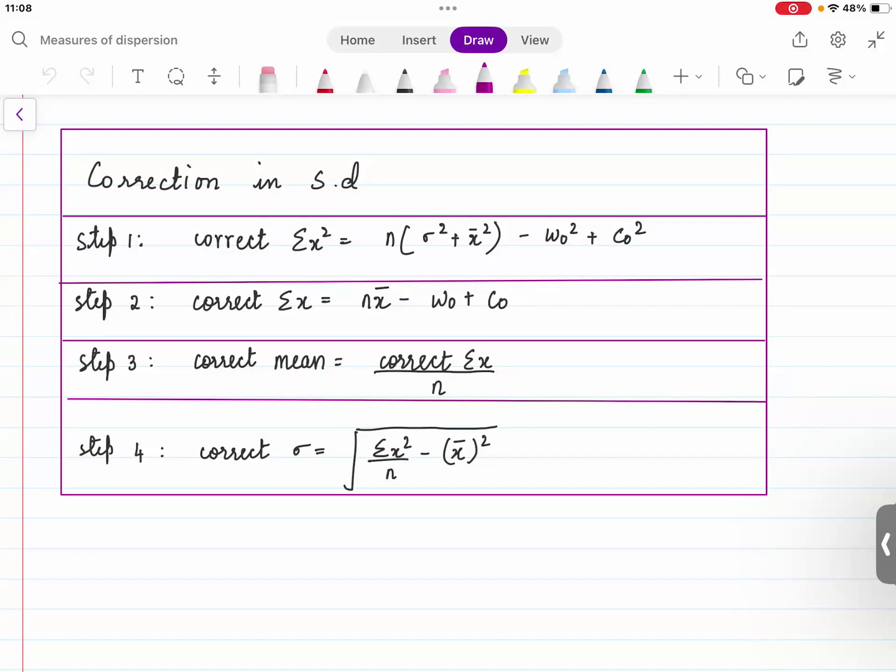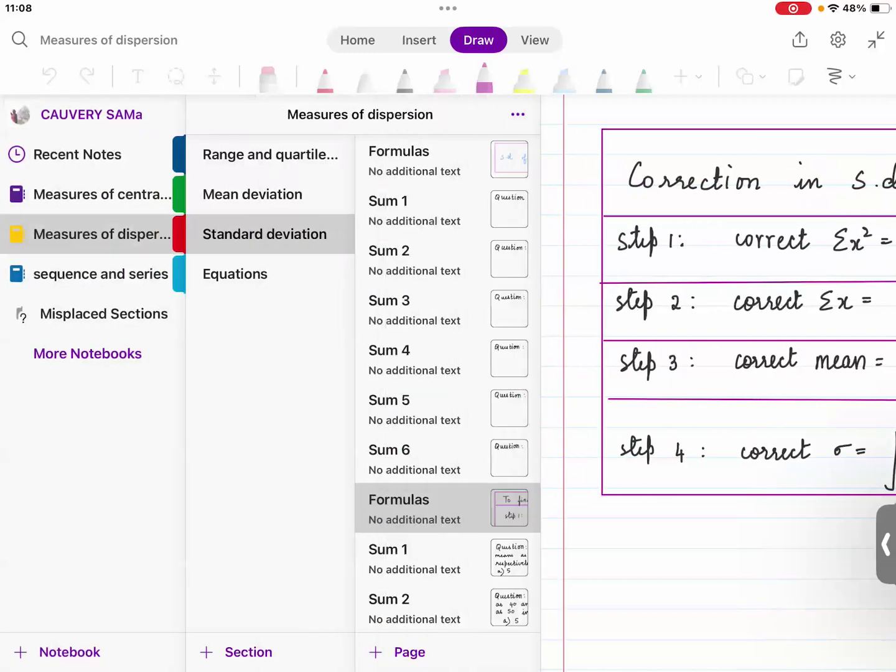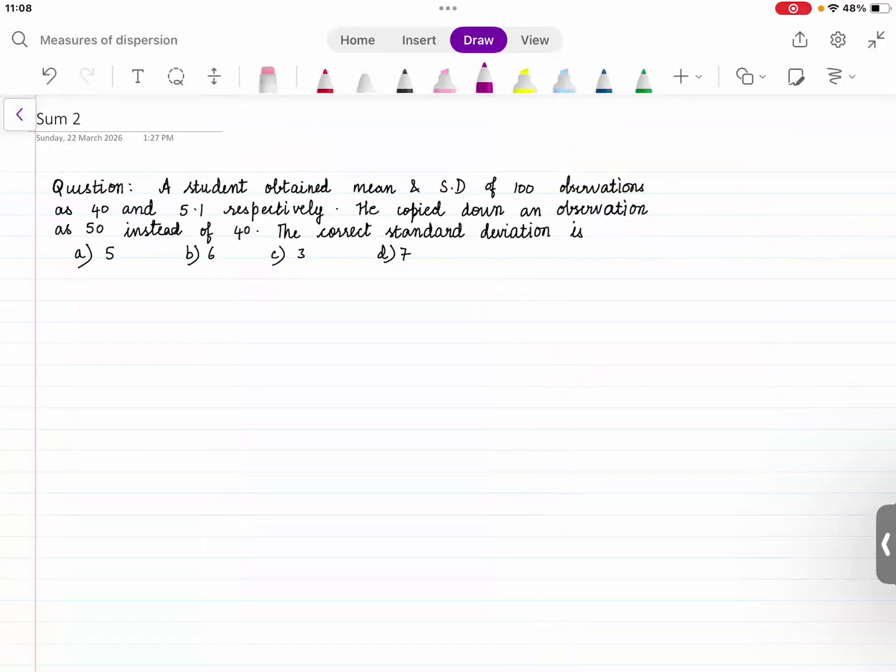Okay, so please take down these 4 steps. Pause the video and copy it down. Okay, so hope you have copied. Let us solve a question based on it.